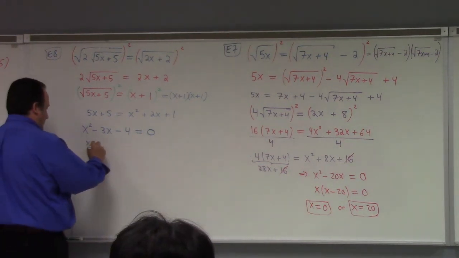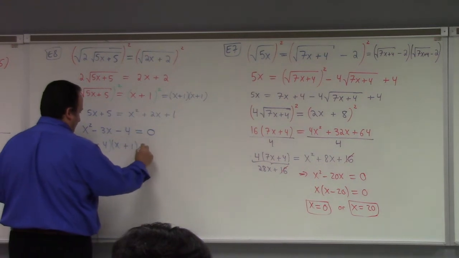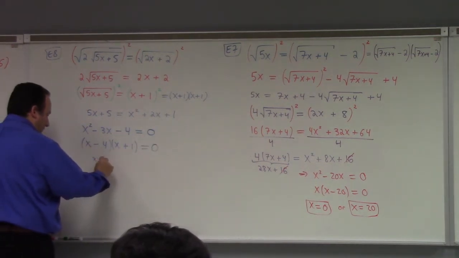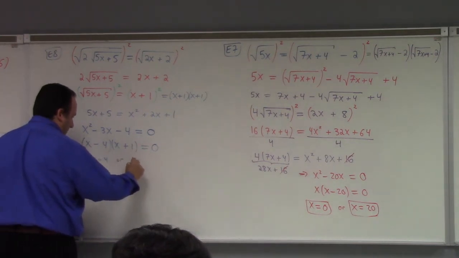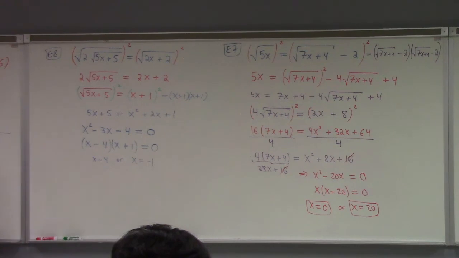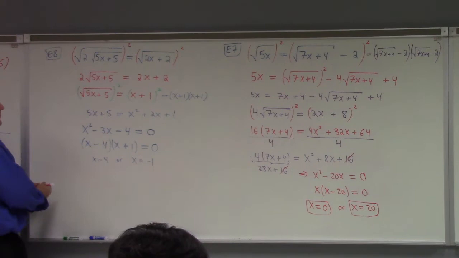I've got a vote for x minus 4 times x plus 1. I think we have a winner. And so that gives us solutions of 4 or minus 1, right? Again, since squaring was involved, I have to be suspicious of these answers. We need to check. Do they work? So since I've got room this time, I'll write it out.